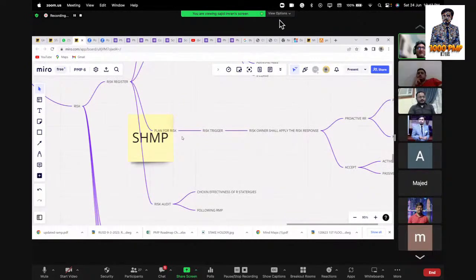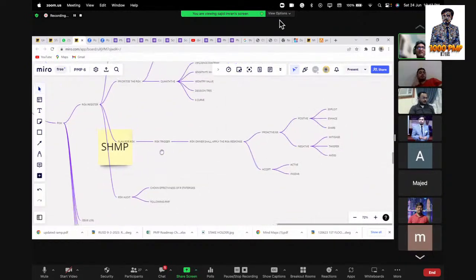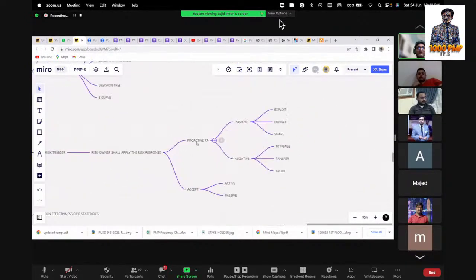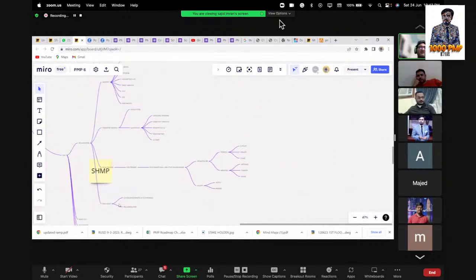Then in plan risk response, we have risk trigger. The risk owner shall apply the risk response. Proactive risk response: positive is there, negative is there. In positive, we have exploit, enhance, and share. In negative risk, we do mitigate, transfer, and avoid. In acceptance, we have active and passive acceptance.